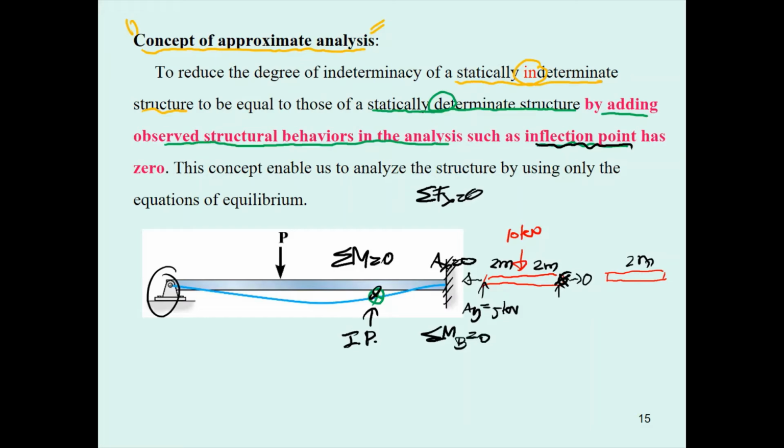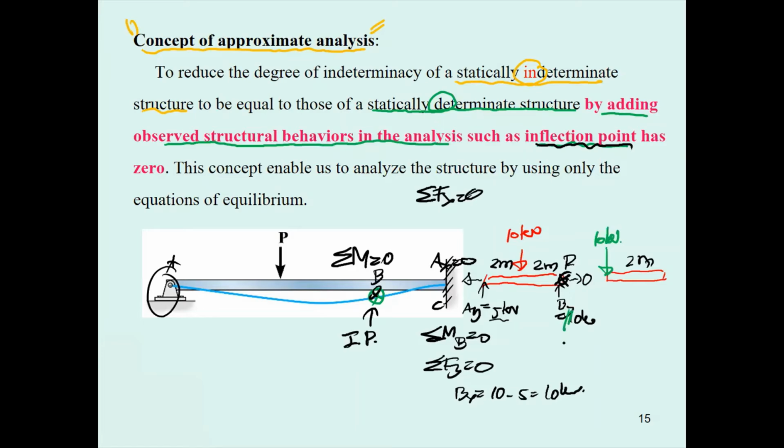Summation of the moment about B. B is here. A is here. C is here. Okay, about point B, A sub y times 4 equal to 10 times 2, 20 divided by 4. This is 5 kilonewton. Then you use the summation of F sub y equal to 0. Your B sub y is going to be 10 minus 5, is going to be 10 kilonewton. And then based on the third law of Newton, this 10 kilonewton will be this 10 kilonewton.